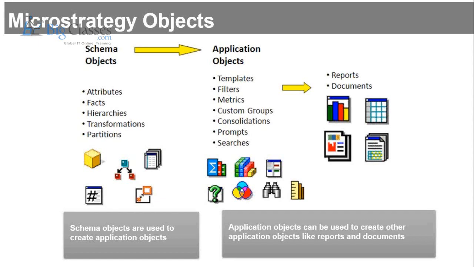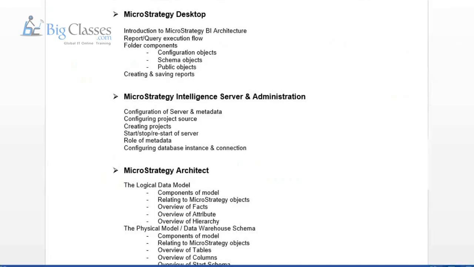Once the schema objects are ready, you will go ahead and further create your application or the public objects. Schema objects are directly mapped to the tables and the columns, whereas the application objects are created using the schema objects. And once this has been done, you can use your schema objects as well as application objects to finally create your reports, documents, or dashboards. So this is all about the MicroStrategy objects, and we are definitely going to cover it when we go through the training.